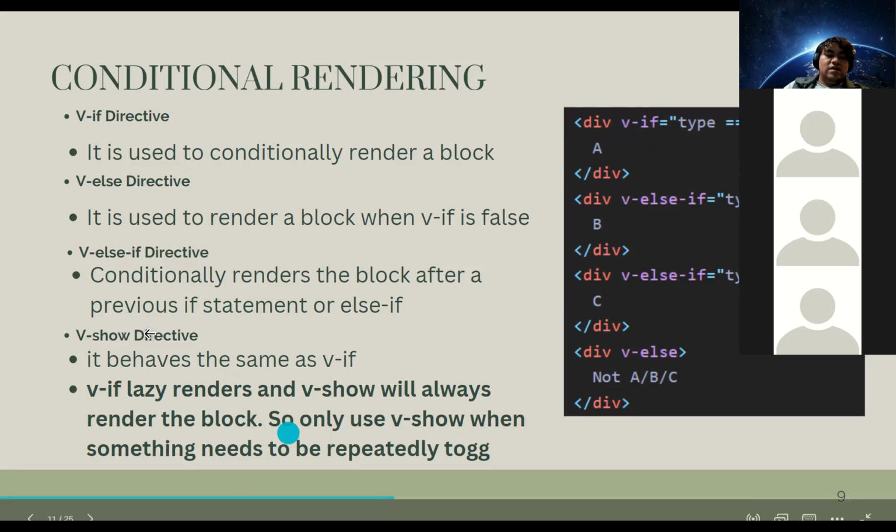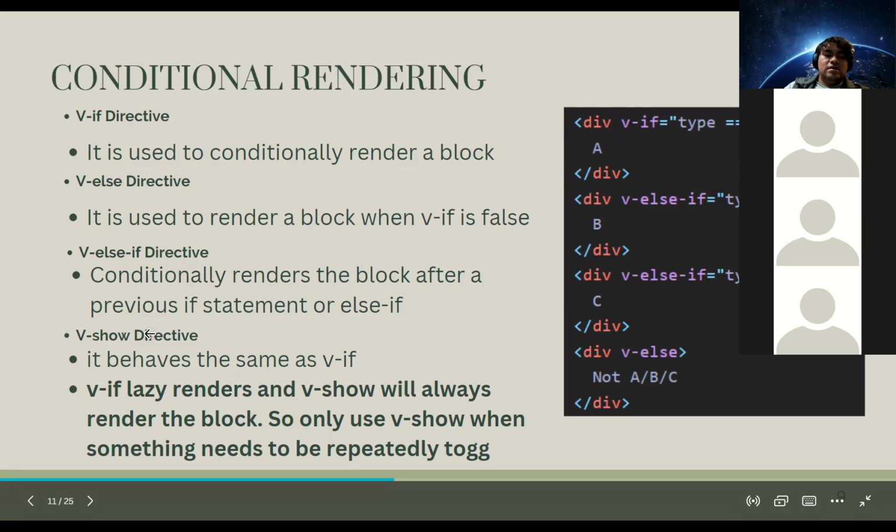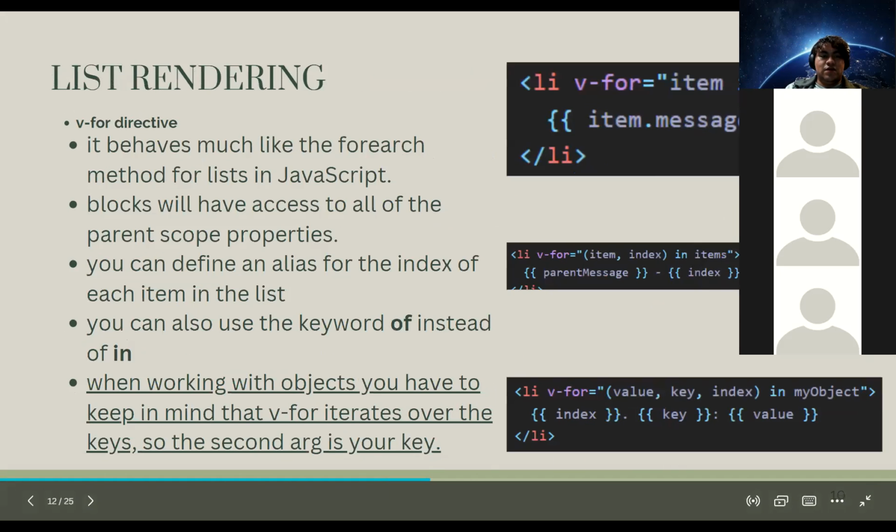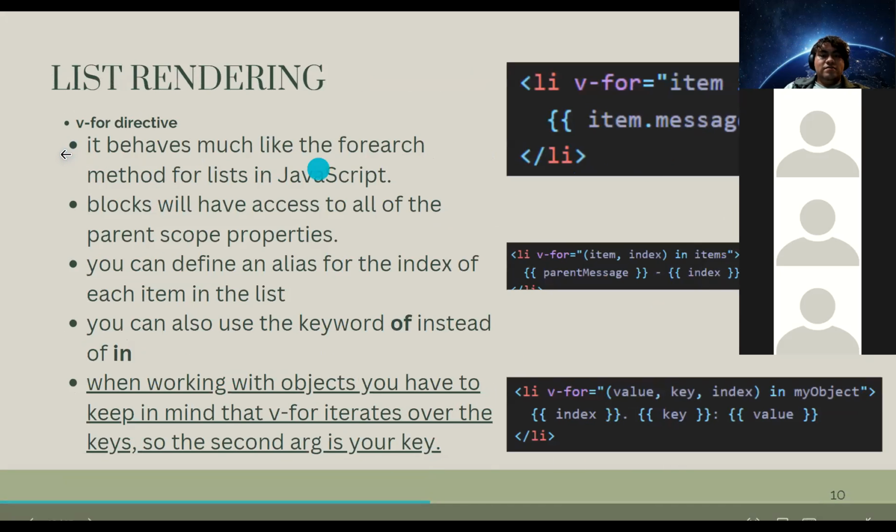But v-if actually does a thing called lazy rendering. So what that means is that it actually doesn't exist on the page until the condition is true. When it's false, it actually won't be on the page. So you won't even go to F12, inspect element, and be able to see it on there. So that's very cool. v-for is very interesting.